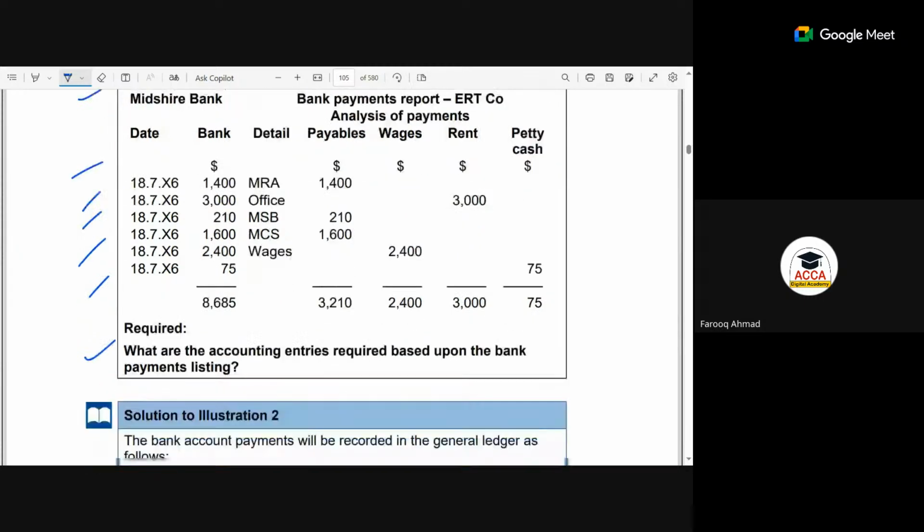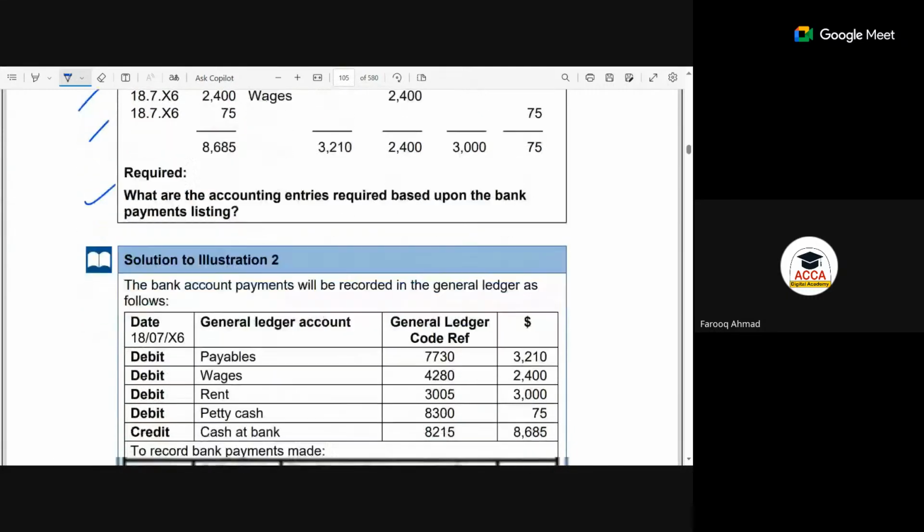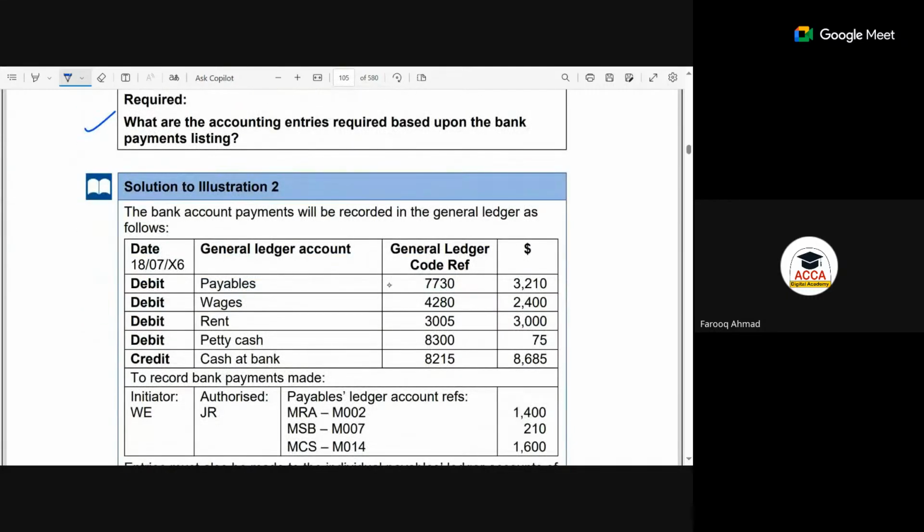What accounting entries are required based upon the bank payment listing? They have provided a solution for the ledgers, showing how the debit and credit will take place. Students, just go through it up and downwards, and you will see all the debits and credits in the same manner we have gone through.